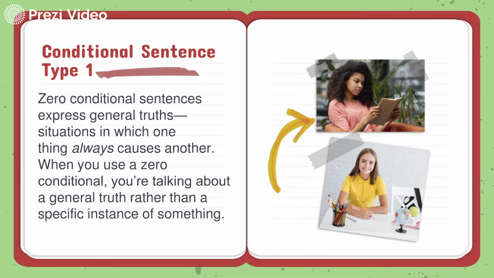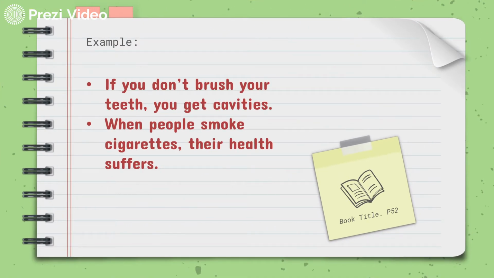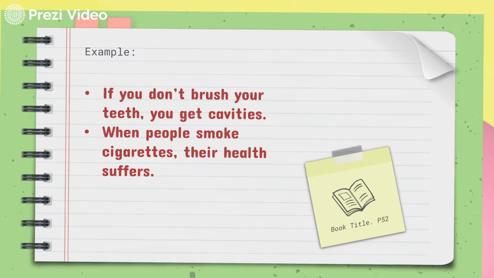Conditional sentence type 0. Zero conditional sentences express general truth, situations in which one thing always causes another. When you use a zero conditional, you are talking about a general truth rather than a specific instance of something. Example: if you don't brush your teeth, you get cavities. When people smoke cigarettes, their health suffers.